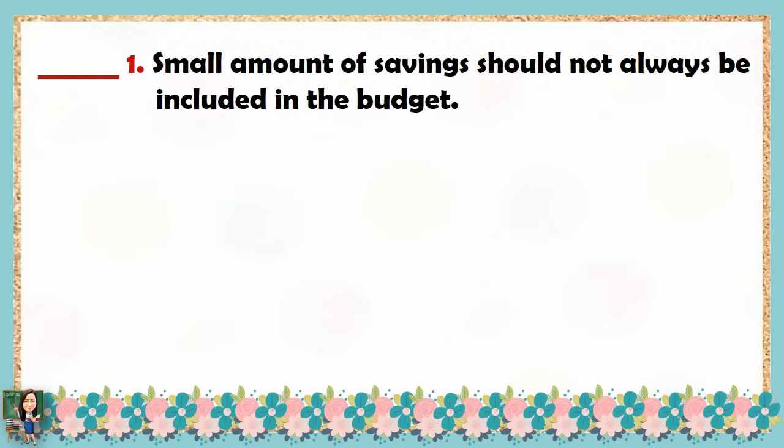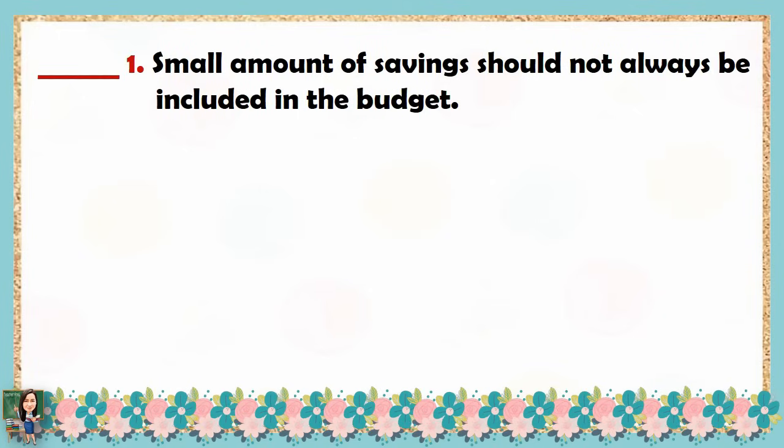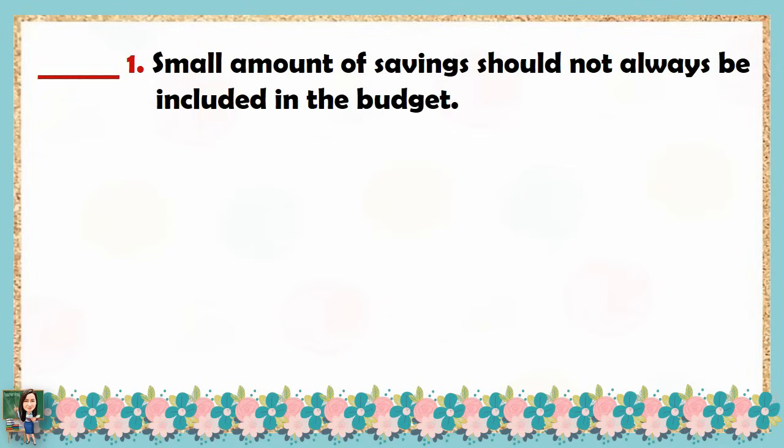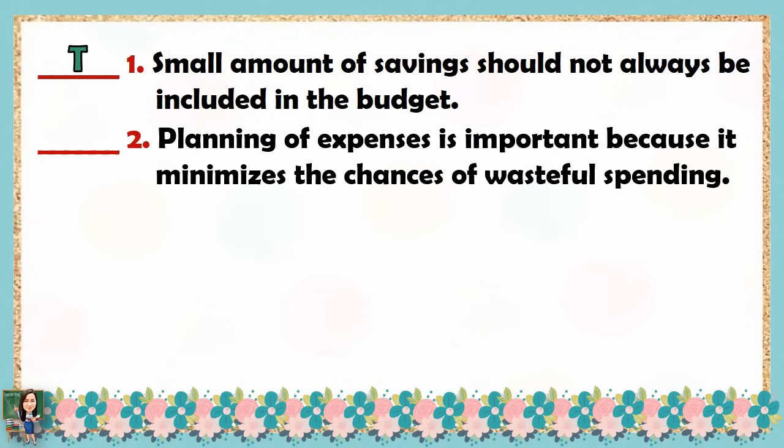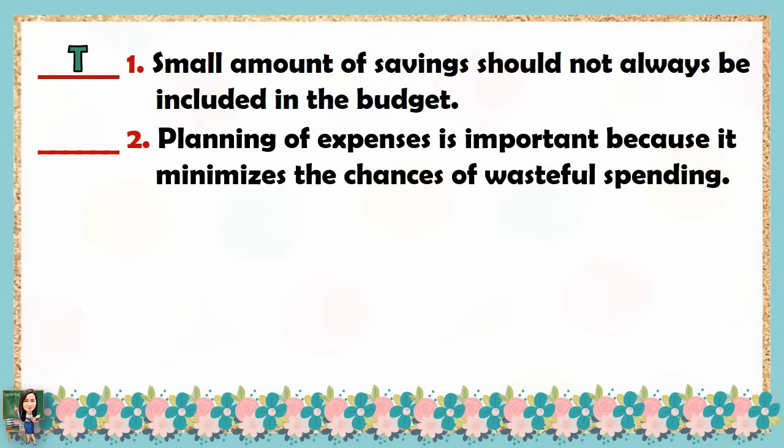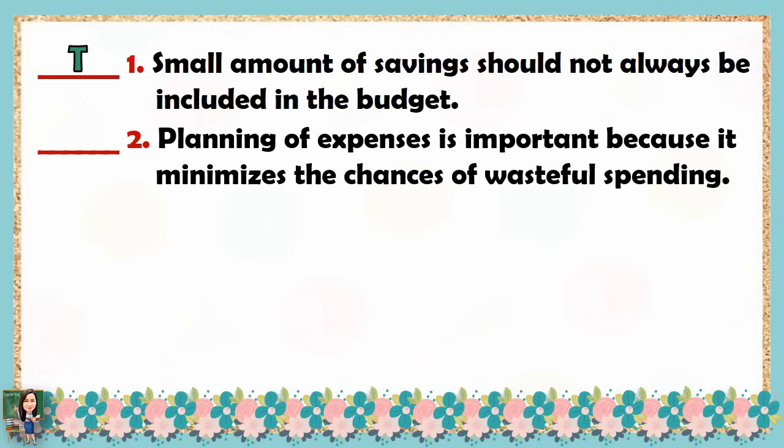Number 1. Small amount of savings should not always be included in the budget. Is the statement correct or not? True or false? Very good. The correct answer is true. Number 2. Planning of expenses is important because it minimizes the chances of wasteful spending. Is the statement correct? True or false? Very good. The correct answer is true.